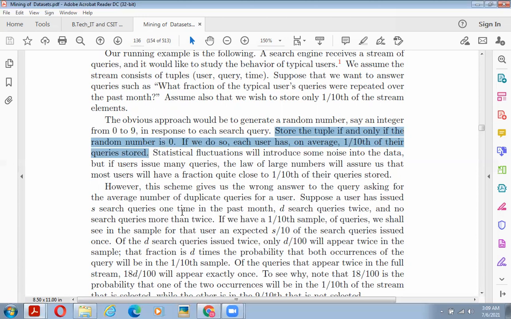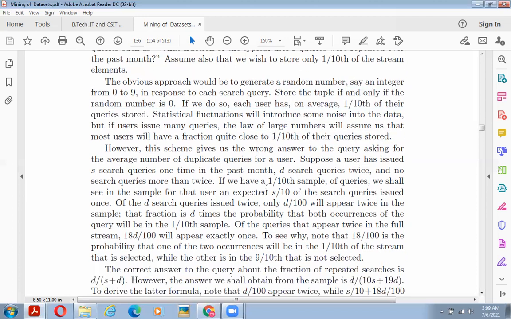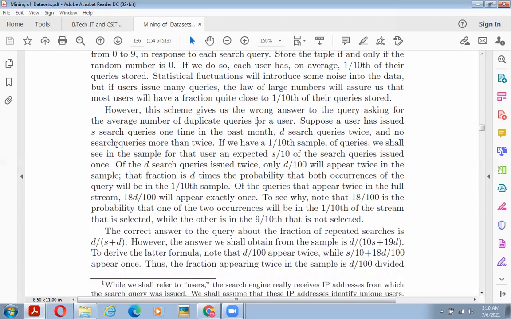But if users issue many queries, the law of large numbers will assure us that most users will have a fraction close to 1/10th of their queries stored. Now, however, this gives us the wrong answer to the query asking for the average number of duplicate queries for the users.